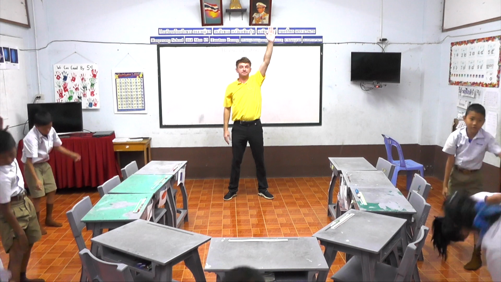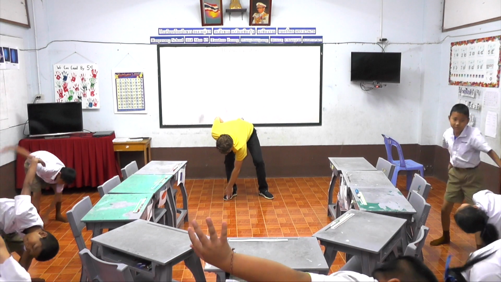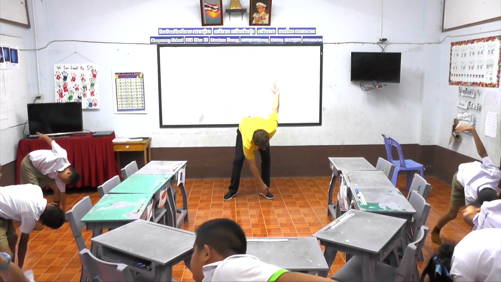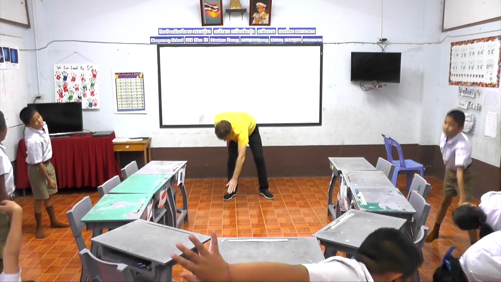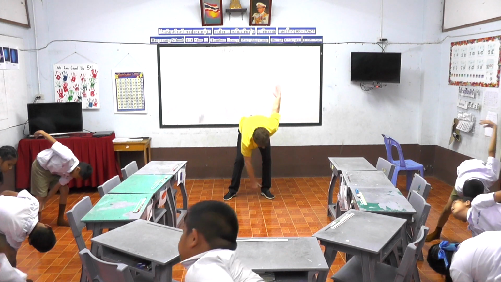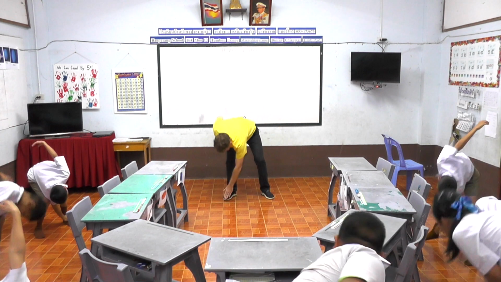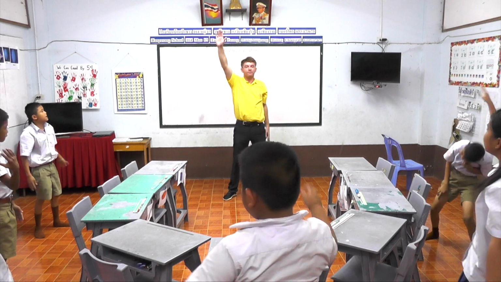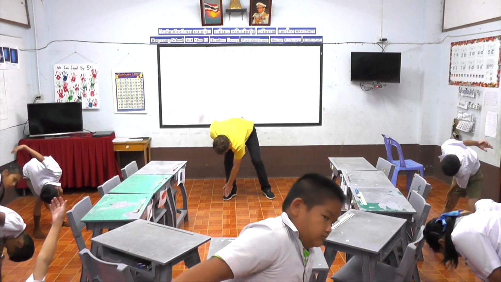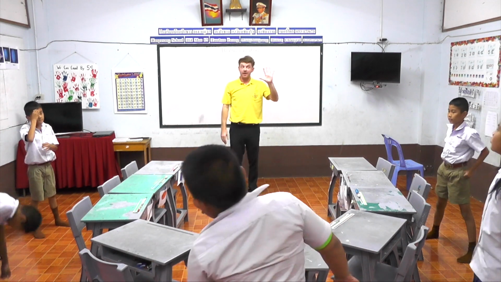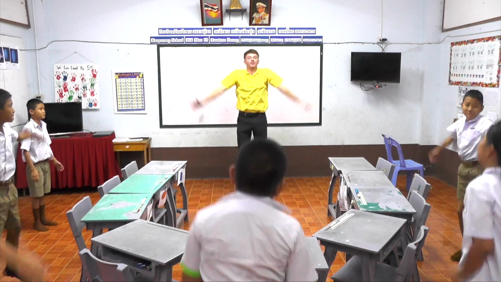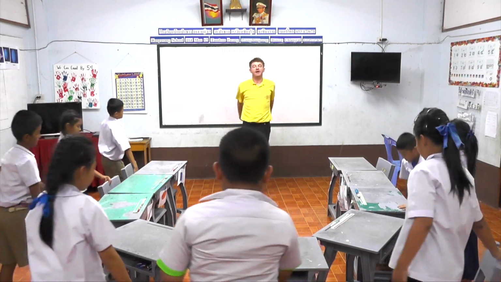Then left hand, right foot. Right hand, left foot. Left hand, right foot. Right hand, left foot. Left hand, right foot. And final pair now. Right hand, left foot. Left hand, right foot. And to finish, we're going to do 5 star jumps. 1, 2, 3, 4, 5. Excellent, guys. Have a seat.